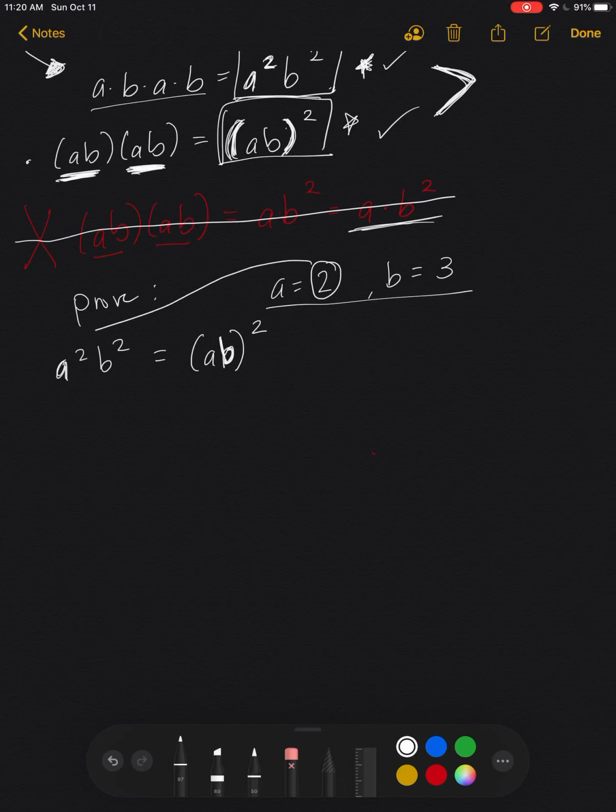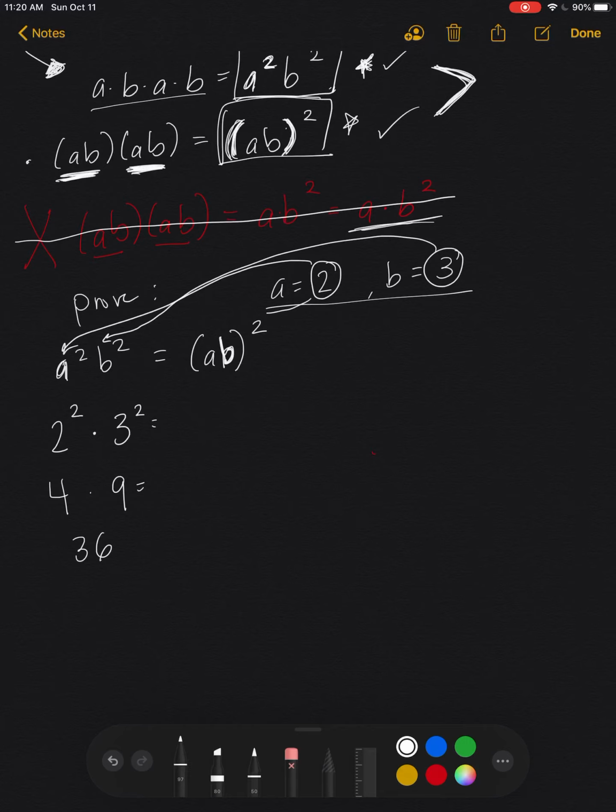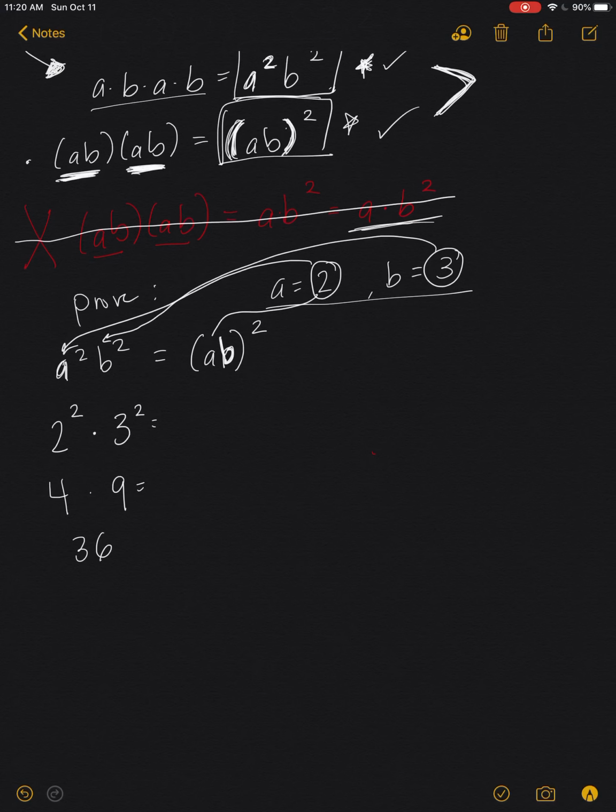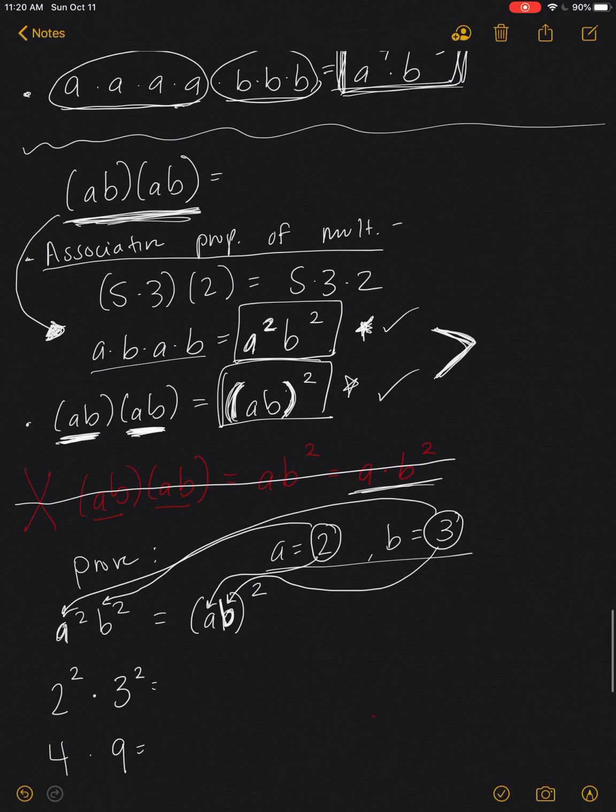So if I plug it in, substitution, plug 2 into A, plug 3 into B, I have 2 squared times 3 squared. 2 times 2 gives me 4. 3 times 3 gives me 9. 4 times 9 gives me 36. Okay, so now let's do the other side. So I'm plugging 2 into A, 3 into B.